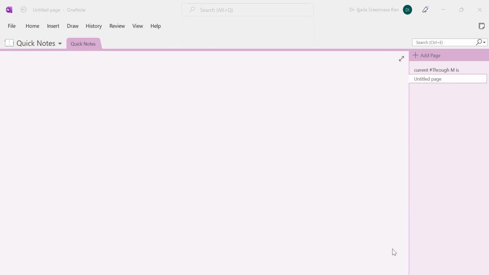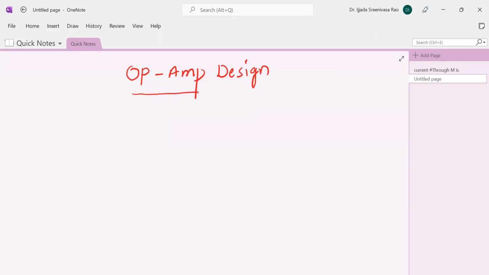Okay, so we'll go to design the operational amplifier. Op amp design. What is the op amp? Op amp is a high gain amplifier.